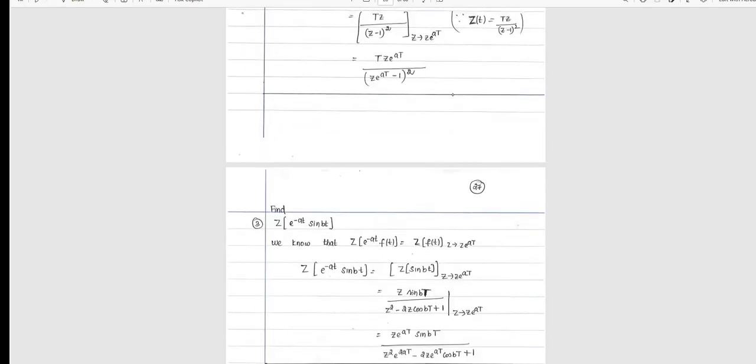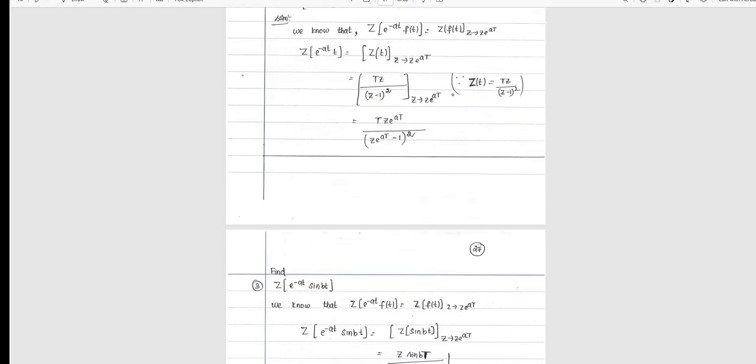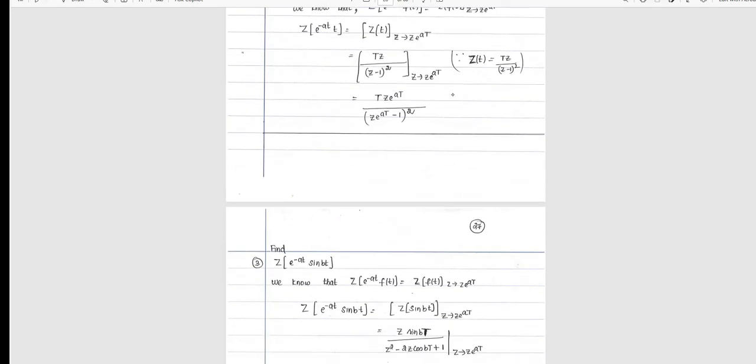So you have the transform of e to the power minus aT as z over z minus e to the power aT. Similarly, you can do this second question. Here we have f(t) equal to t. Obviously we have done already for t, then we will use this transform: Z of t is equal to Tz over (z minus 1) whole square. We have just done this, so we will use it accordingly. You can do this question.